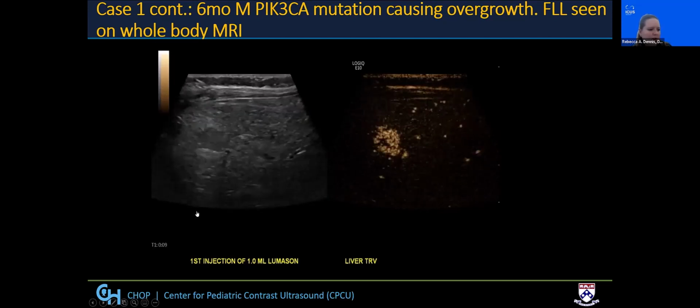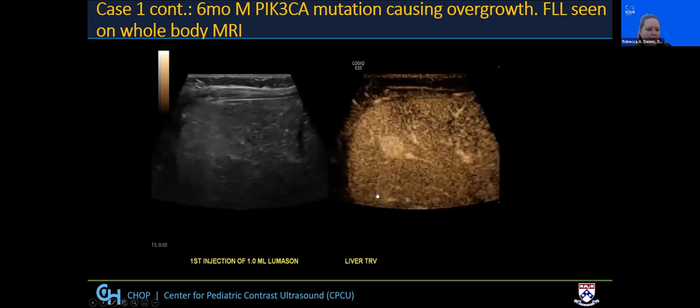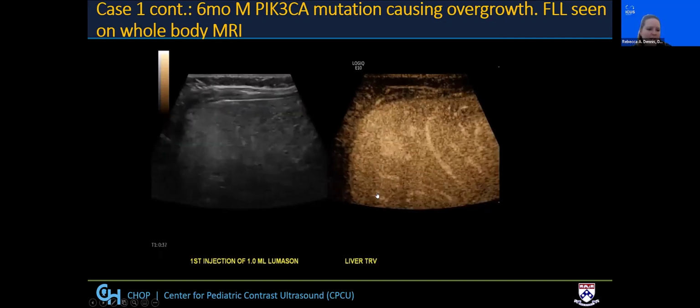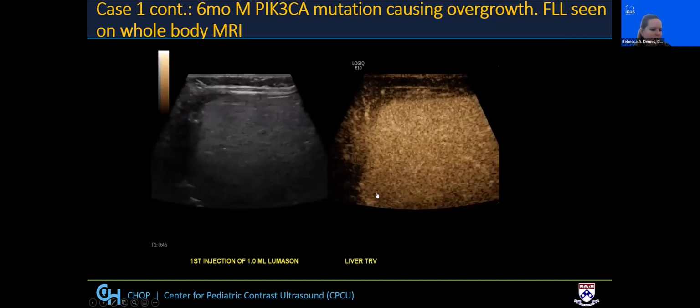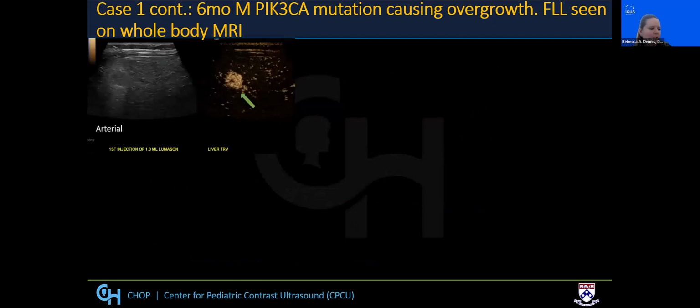So we see our hypoechoic lesion. It's hyperenhancing on arterial phase. And now we're going to venous phase, and it is still hyperenhancing. And you can see it throughout. I have some still images.